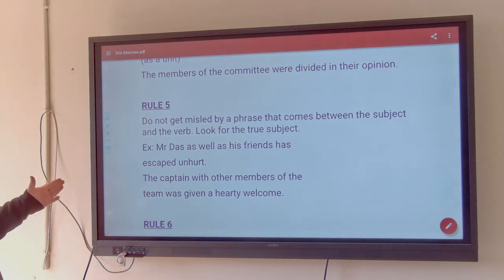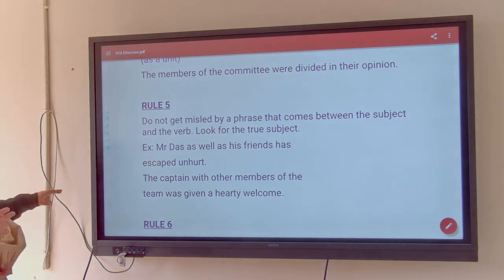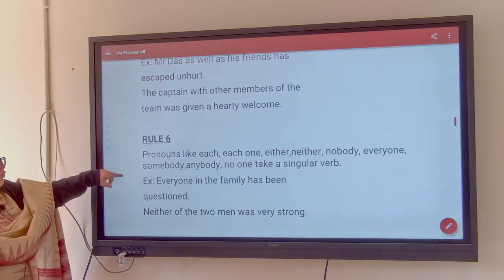Similarly, captain with other members of the team. Now we're talking about the captain and the members as one single entity and together as one subject. So that is why we're using was here, which is a singular subject. Okay, that is rule number 5. Now moving on to rule number 6.